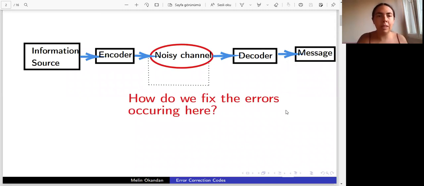So what do we mean in detail? We have an information source that sends the message, which gets encoded, and then this message travels through a noisy channel. And in this channel, our message can get some errors. And it gets decoded, and then the receiver receives a message. What can be this noisy channel? For example, it can be the thin air, or it can be the cable that sends our messages. But our problem is, how do we fix the errors occurring here?